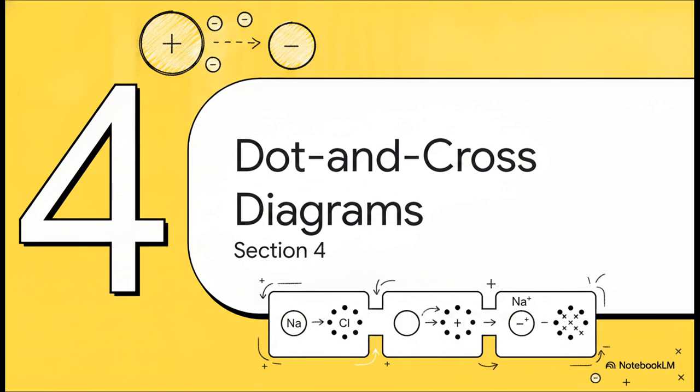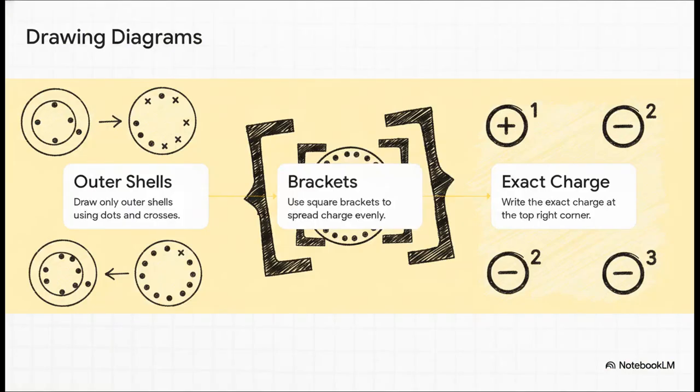Let's shift gears a bit. Section 4, dot and cross diagrams. All right, let's transition into our practical workshop and tackle the exact diagrams you're going to need to draw on your test to prove you understand this transfer. The dot and cross diagram is an examiner's absolute favorite way to test ionic bonding. The dots and crosses just help us keep track of where the electrons came from, though in reality we know all electrons are identical.